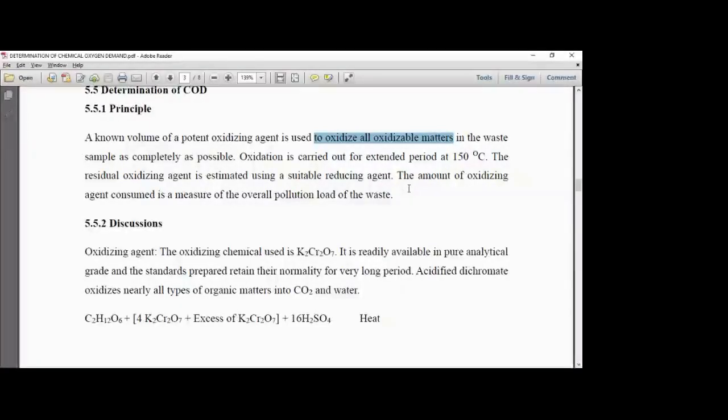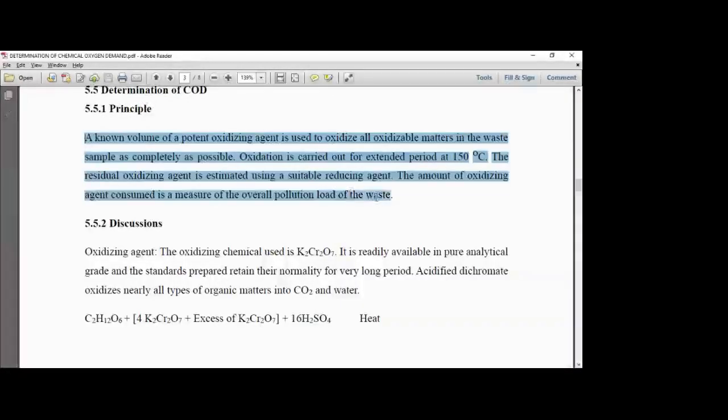The first sample, which required 5 ml of K2Cr2O7 for total oxidation of oxidizable matter, comparatively has less oxidizable matter, hence it uses less potassium dichromate, and hence it requires less oxygen, and hence has less COD. So it is as simple as that. I've broken down this principle for you, and I'm breaking it down again.